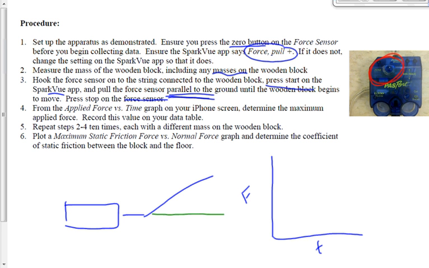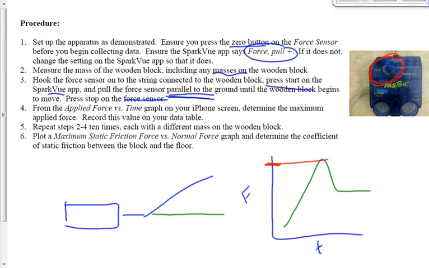And the graph should look something like this. It probably won't look exactly like that. And you don't need to lose any sleep if it doesn't look exactly like that. The bottom line is you need to have a clear, distinct peak. That peak is the maximum applied force. The maximum applied force. That's what you need to record in your data table. Make sense?